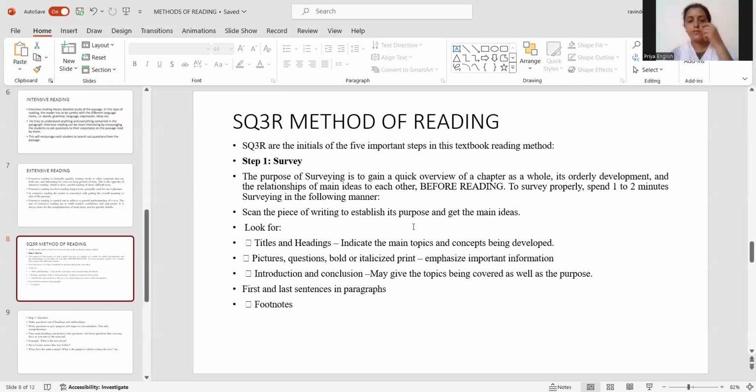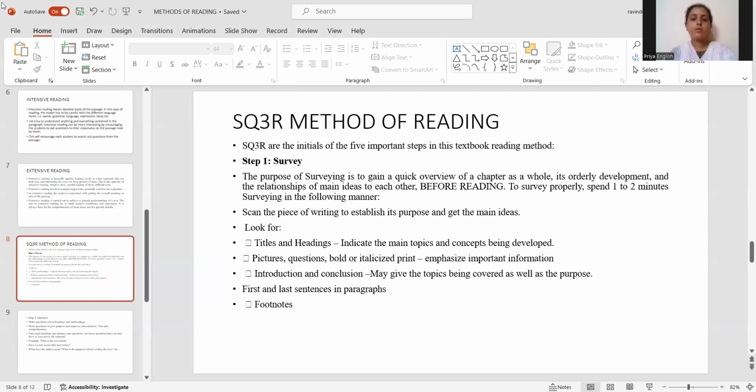So the first step. S stands for survey, Q stands for question, and the 3 R's are read, recite, and review. Okay, so this is basically a 5-step reading process in which the first step is called the survey. So what do you mean by survey? Survey is when you do a survey of anything.